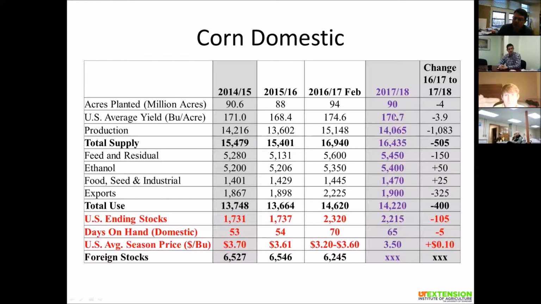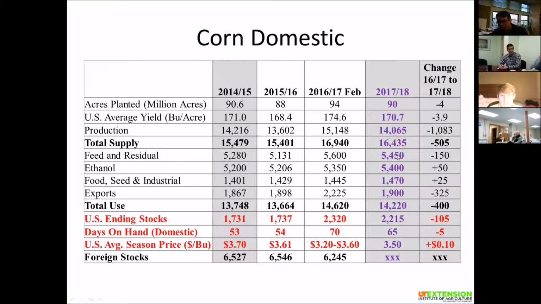They have yield down at 170.1 or 170.7, which is down 3.9 from last year. Again, the weather's going to have the ultimate say on that, but that's essentially the trend line yield that they're using. This translates into production of about 14 billion bushels, which is actually down 1 billion bushels from last year. Now, one of the things that is also important to note on this is we still have supplies up around that 16.4 due to the carryover we had from last year, the estimated carryover of 2.3 billion bushels. Now, it's not all doom and gloom.